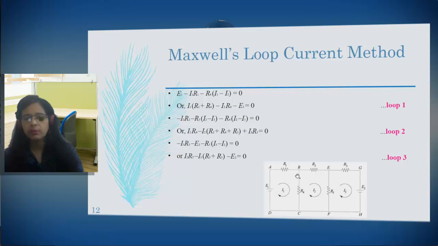Since I1 is coming from here and I2 is going from here, both are in the opposite direction, so I1 minus I2 into the resistance R4 will give the drop of this particular resistance, R4 into I1 minus I2. The summation of all this will be equal to 0, that is the application of KVL. So on solving this we will get this equation for loop 1.